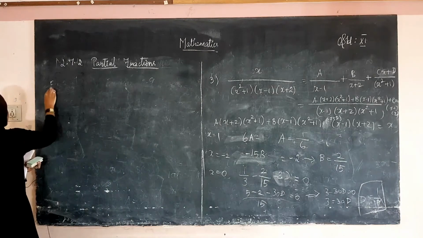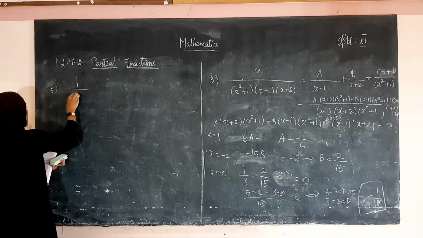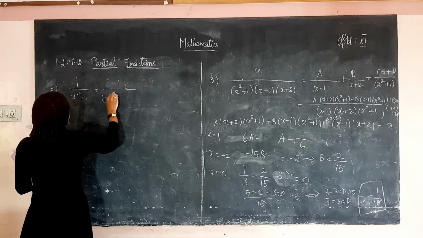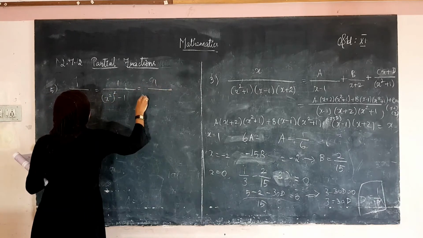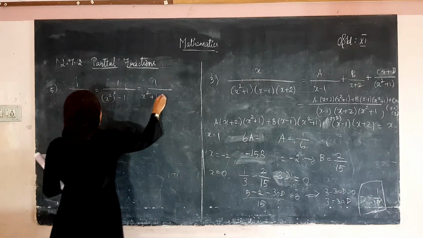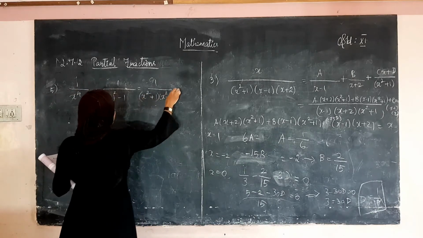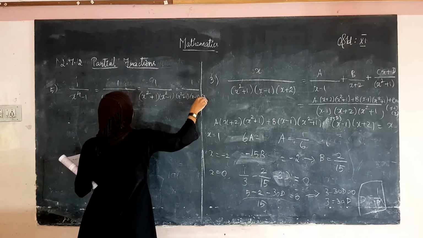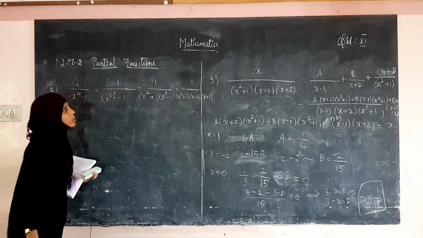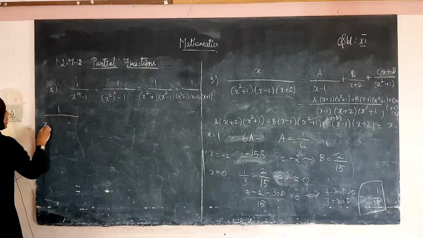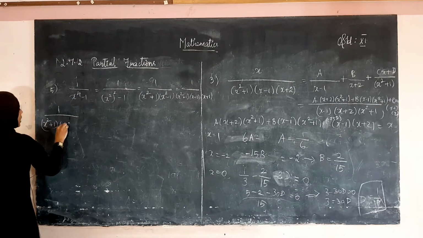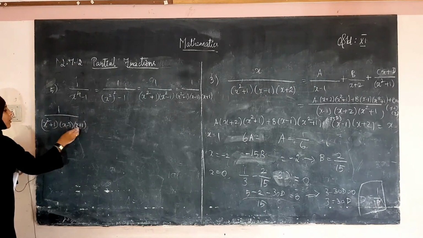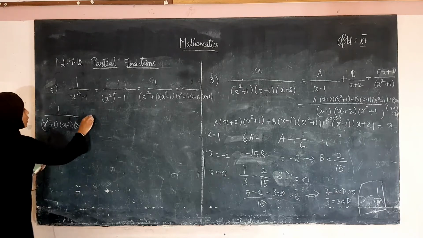So, fifth sum, 1 divided by x power 4 minus 1. How can we factorize this? (x square) the whole square minus 1. 1 divided by (x square plus 1) into (x square minus 1), right? So this can be again factorized into (x square plus 1) into (x minus 1) into (x plus 1), this term alone. So at last we have arrived at 1 divided by (x square plus 1)(x minus 1)(x plus 1). See here, this we have no real value, here we have real value, here we do not have real value. Okay.